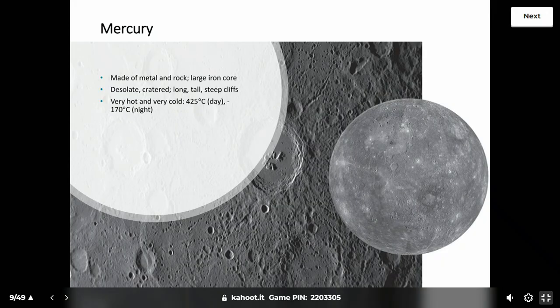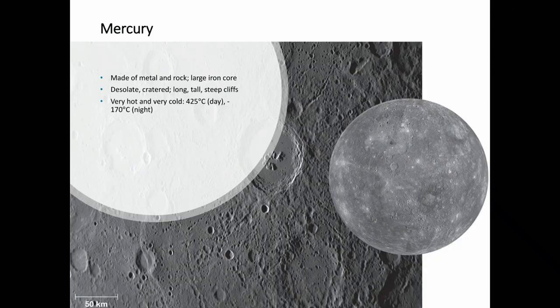The next object out from the sun is Mercury. So this is the first planet out from the sun. It's mostly made out of metal and rock. It has a large iron core. The surface of it is not very interesting, except for the fact that it has craters and some cliffs.